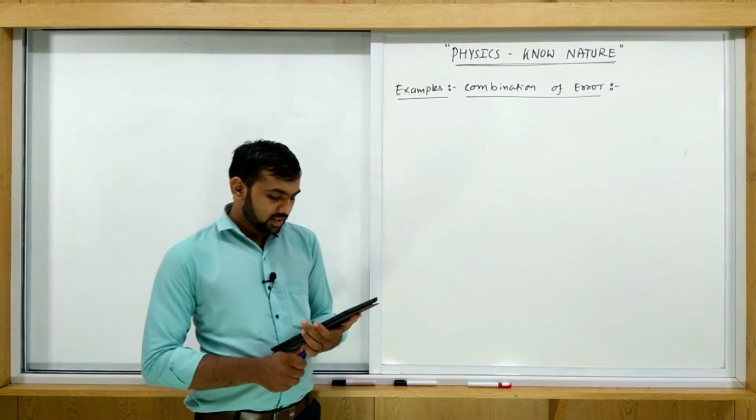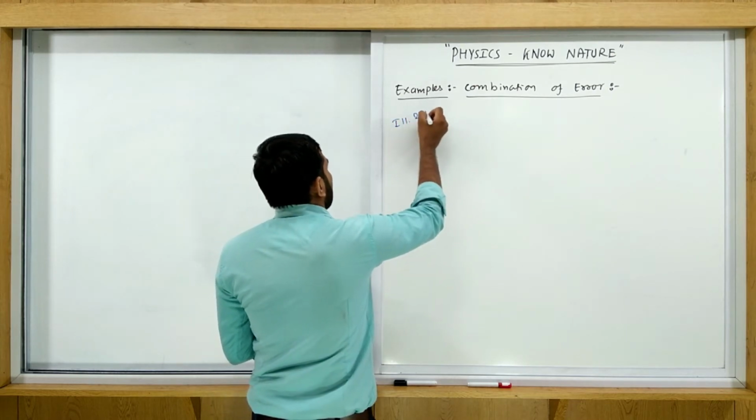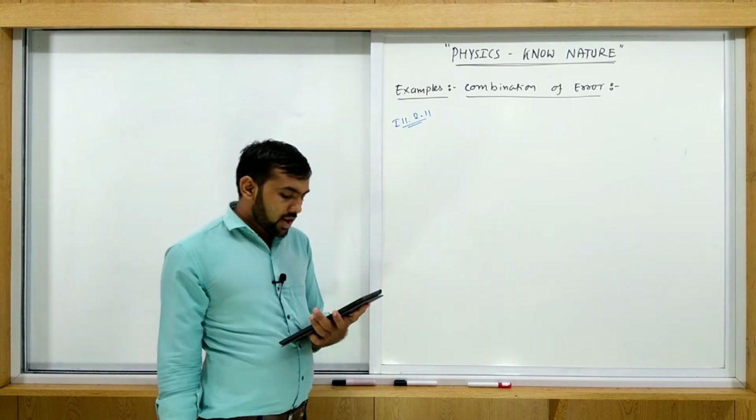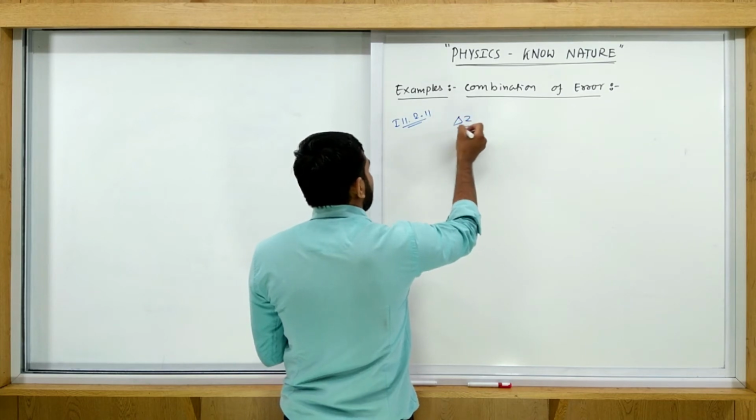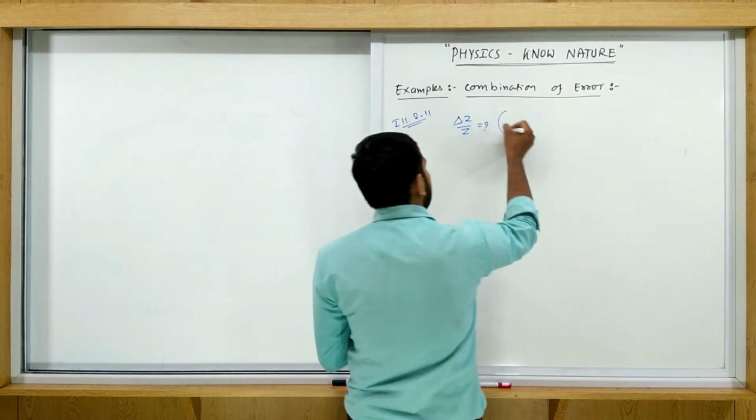Okay guys, let us discuss the next example. Illustration number 2.11. Find the relative error in Z. So what do we have to find out? Relative error means delta Z upon Z. This is called the relative error in Z.